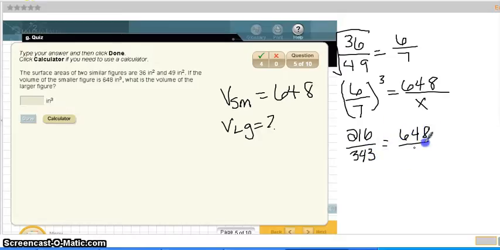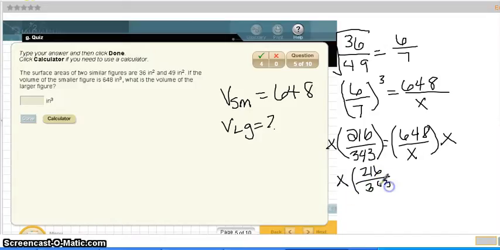From there, to get x out of your denominator, you multiply by x. We're going to do the same thing over here. So we're going to get x times the 216 divided by the 343 equals 648.